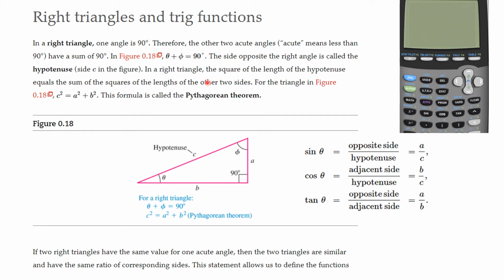In a right triangle, c squared, the hypotenuse squared, is equal to the sum of the legs squared. So c squared equals a squared plus b squared. That's the Pythagorean theorem, and yes, you will need that.